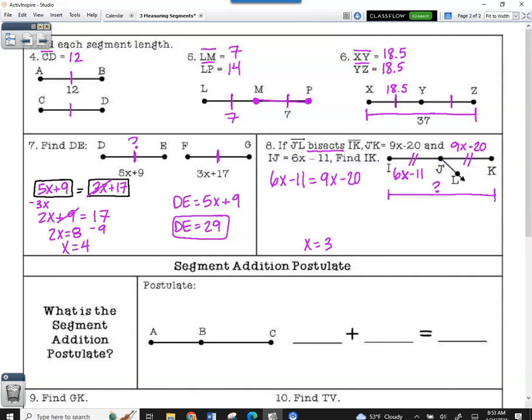When you get to 3, remember the goal was to find IK. So what would you do with the 3? Yeah, plug it in to which ones? The goal's IK. Which one would I plug it into? The whole thing, or you could plug it into one of them and then do what with it? Add them up? Yeah, multiply it by 2.